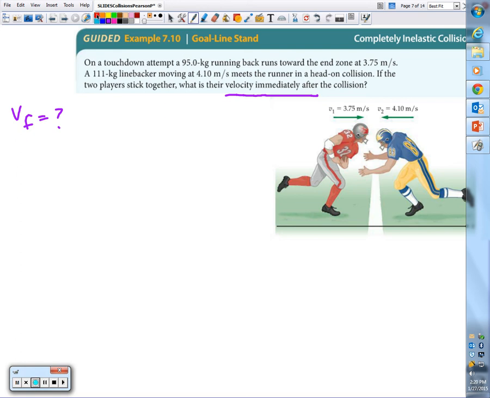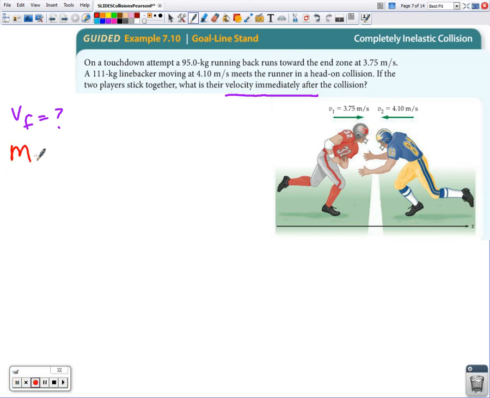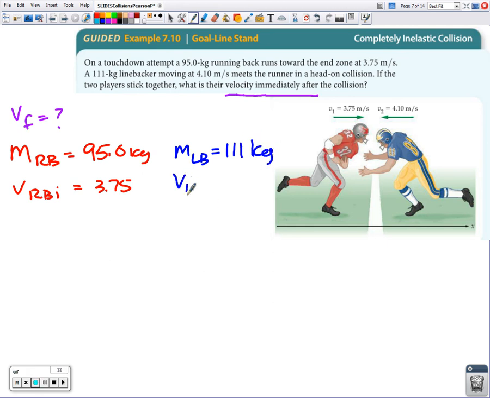All right, other information. It tells us that the mass of the running back in this problem is 95 kilograms, that the running back's initial velocity was 3.75. The mass of the linebacker, 111 kilograms, and the initial velocity of the linebacker, 4.10 meters per second.